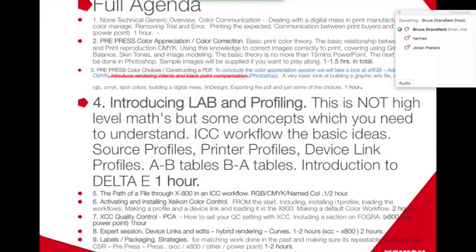I'm going to try to look at an introduction to LAB colour and look at an ICC workflow. We're going to address the idea of source profiles and printer profiles and device links. Look at something called A to B tables and B to A's, so you have an understanding that not all profiles are built the same. And we're going to have a quick discussion on delta E and what that means.